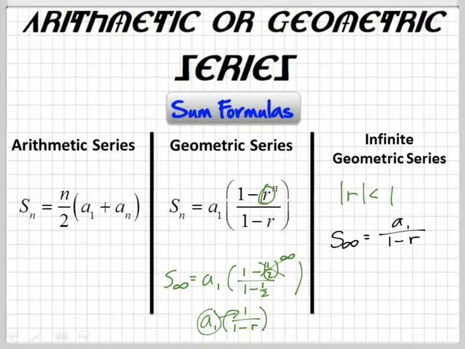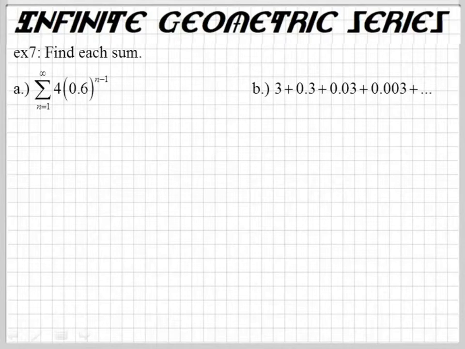Okay, so let's see how that works. Here for our first one, our common ratio is 0.6. That's our r. Can we find the sum of this infinite series? Yes. That's not an improper fraction, and the absolute value of that r is less than 1. So how will we do this? We just use the formula. That's it. Just gotta use the formula.